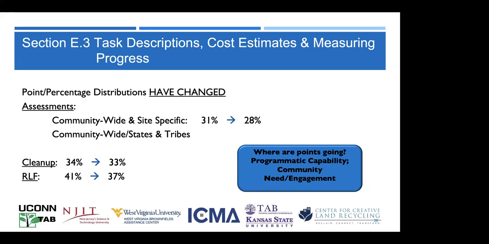But the takeaway is that where are the points going? Well, they're going into programmatic capabilities and community need and community engagement. So really pay attention. Yes, is project area description and plan for revitalization important? Sure. But is it as important as programmatic capabilities and community need and community engagement? So the answer is no, right? Everything's important, but really pay attention to when EPA is basically saying the words will look favorably or will not look favorably, okay? So each one of these percentages may not sound like a lot, but they correlate to about 4.8 points in each of those sections, okay? So let's get into the task descriptions first. Next slide.